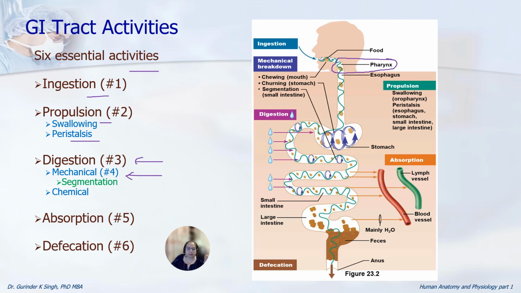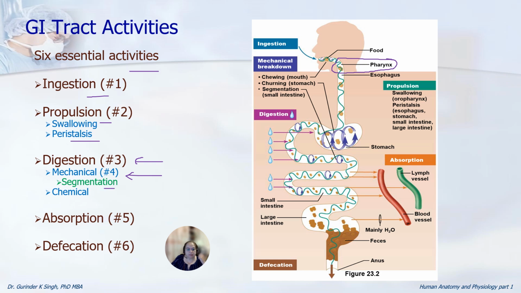In mechanical digestion, another kind of movement comes in, which we call segmentation, and we'll discuss it a little bit later. In mechanical digestion, we break down the food literally, like your mouth when we chew food is breaking it down. In chemical digestion, we break the macromolecules into smaller molecules. So that's the major difference. That is the fourth activity.